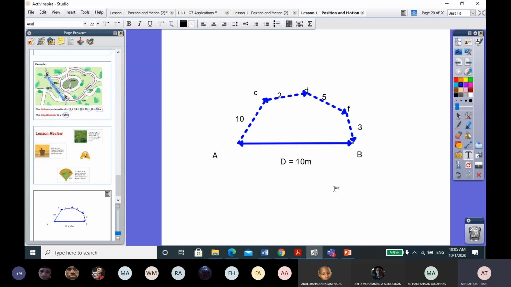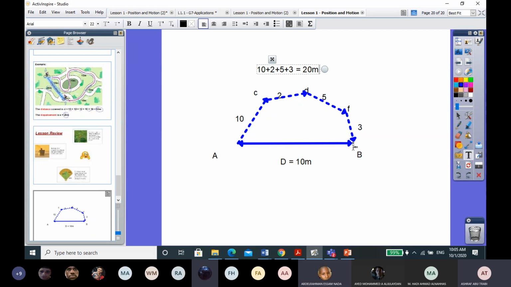So let's see here, guys. If I go from A to C to D to F to B, what is the distance covered here, guys? I will start 10 plus 2 plus 5 plus 3. It will be what, guys? 20. It will be 20. So 20 meters here, guys. But what is the actual distance between A and B? Is it 20 or 10?